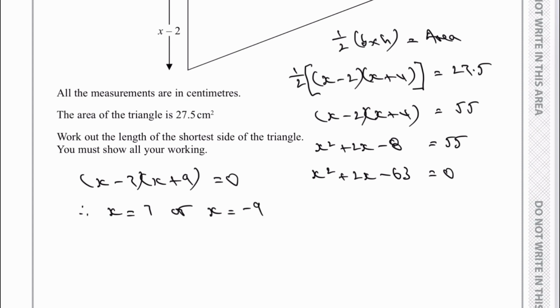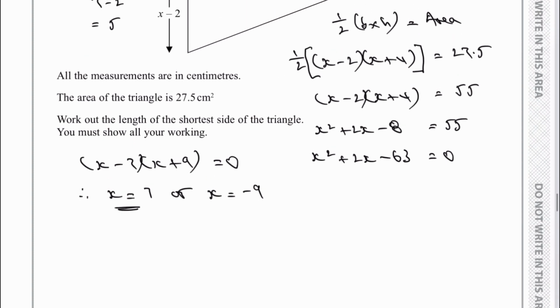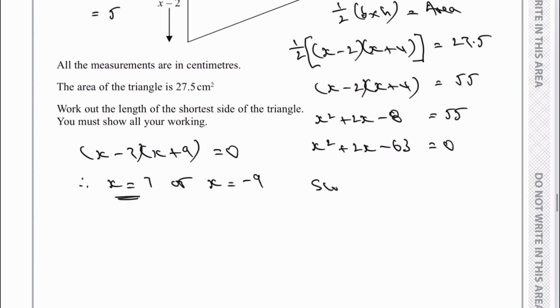Now my problem is that I can't have a value of minus 9. It has to be a value of 7. So if I go back to my triangle, this short side over here is going to be 7 minus 2, which is equal to 5, and the slightly longer side is 7 plus 4, which equals 11. So the shortest side in this particular question will be equal to 5. Shortest side equals 5, and that would be the answer to that question.